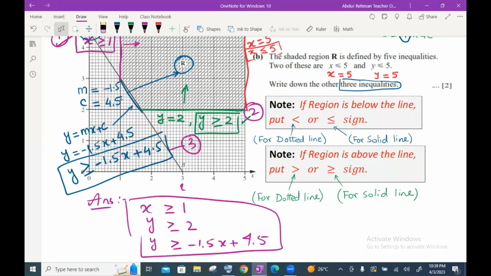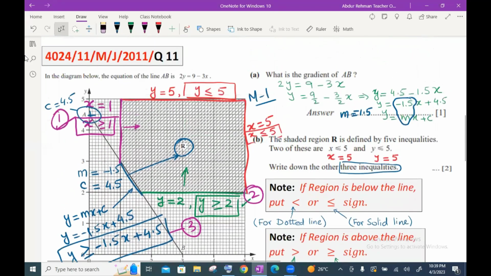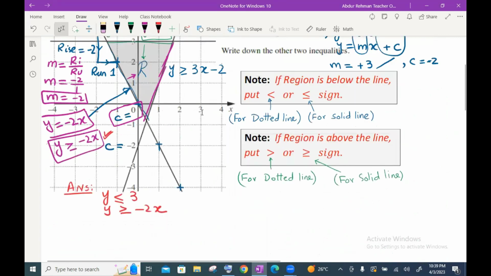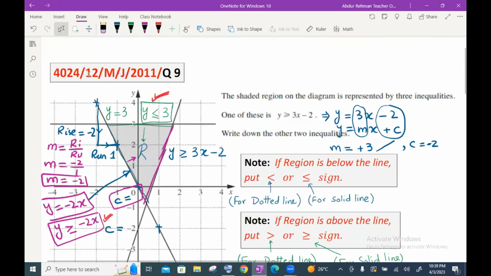I hope you got the idea about how to attempt 4024 paper 1 variant 1 May June 2011 question number 11, and 4024 O level paper 1 variant 2 May June 2011 question number 9.